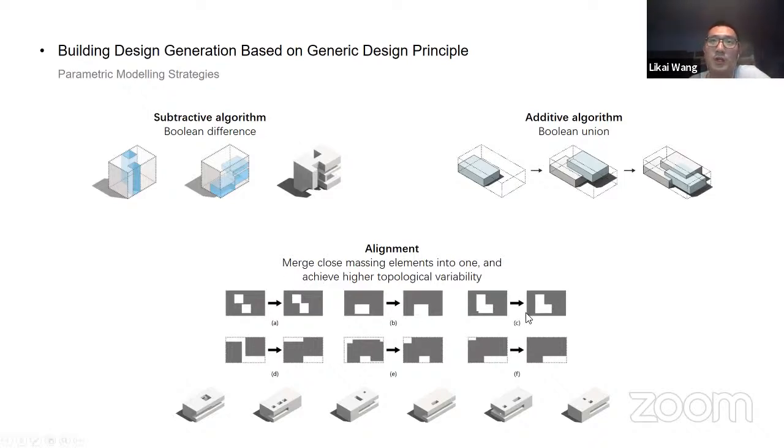And this is for the subtractive algorithm, and the additive algorithm works in a similar way. When two additive units are very close to each other, they will just merge into one. And when an additive unit is very close to the boundary of the design, it will just attach to the surface of the boundary, to make the building have a more, I would say, orderly building form.